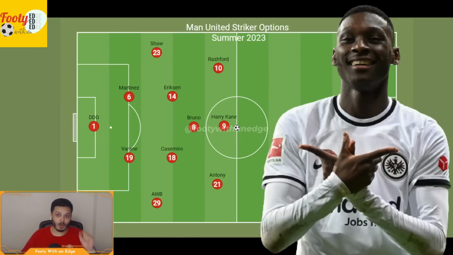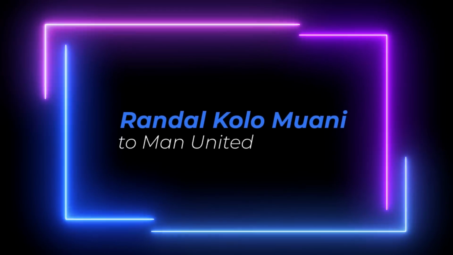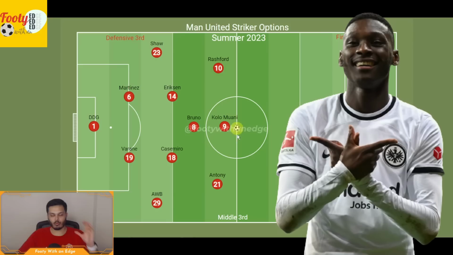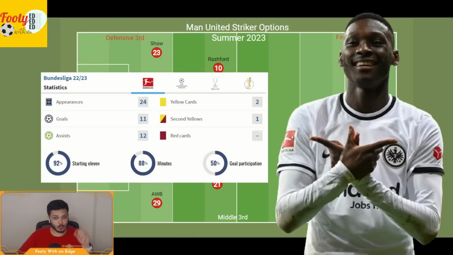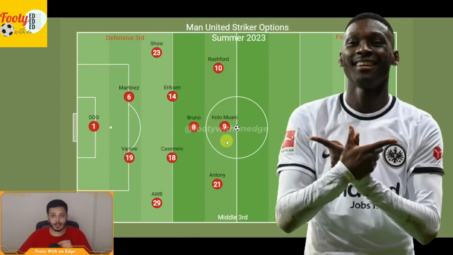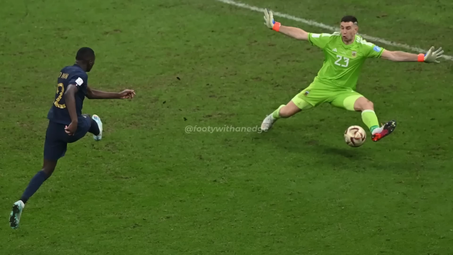Next, let's talk about Randal Kolo Muani from Eintracht Frankfurt in the Bundesliga. Randal Kolo Muani has been having an amazing breakout season at Eintracht Frankfurt with 11 goals and 12 assists in just 24 Bundesliga appearances. I think most of you might recognize him from the World Cup final where he missed that last-minute shot against Emiliano Martinez in the dying minutes of extra time.